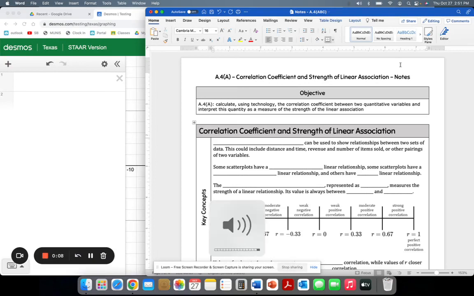All right, now we are working on how we can use our technology, which is the Desmos calculator, in order to calculate the correlation coefficient. So go ahead and highlight correlation coefficient, which actually is the letter R on the Desmos.